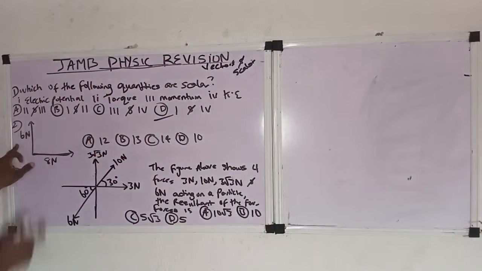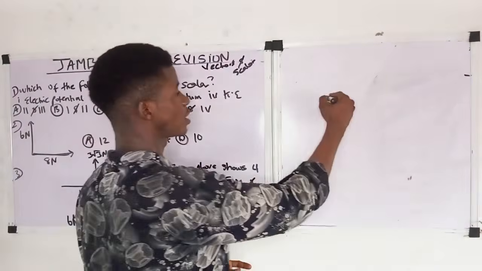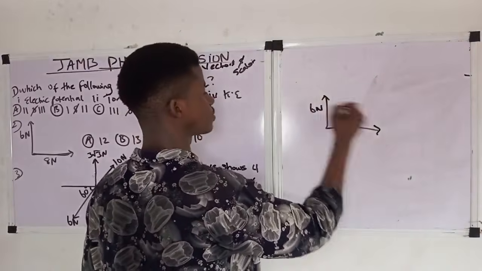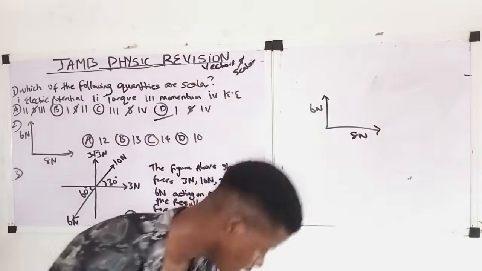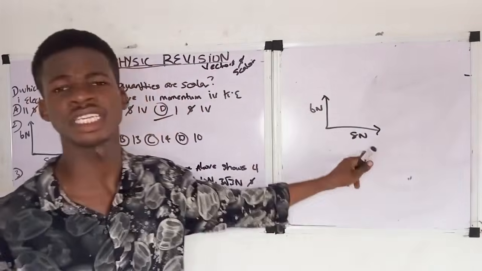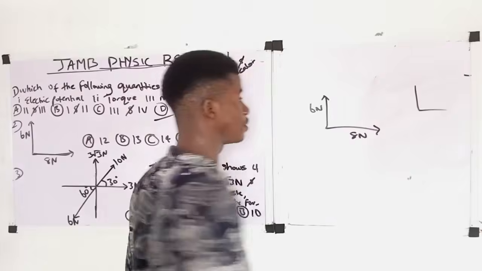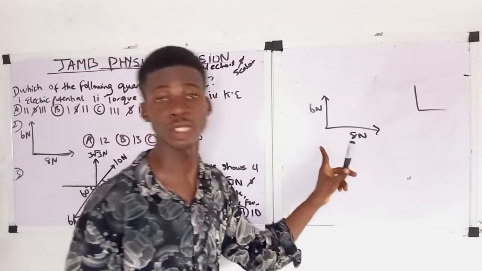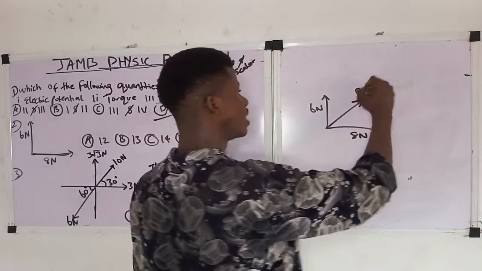Now this other question, question 2, I didn't write the full question. This time they just gave us the diagram and asked us to look for the resultant. This question comes from vectors. If you look at these two vectors, 6 and 8, they are perpendicular to each other. So these are perpendicular vectors, and they're asking us to look for the resultant.